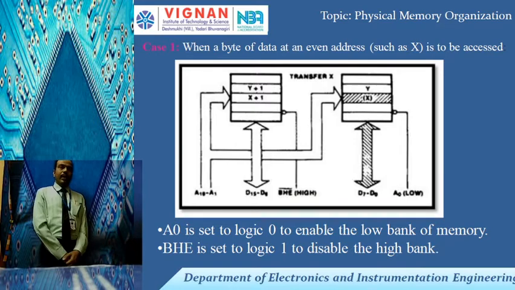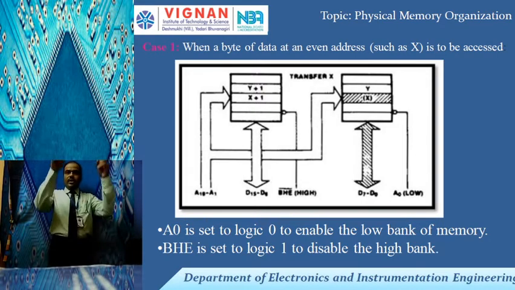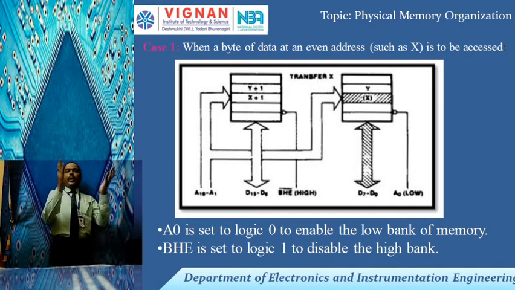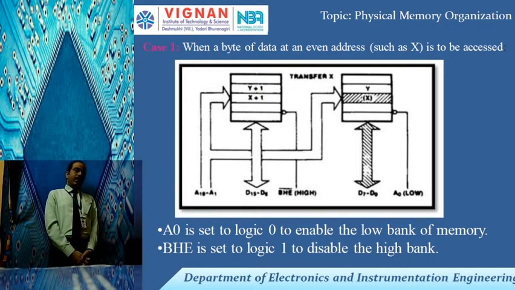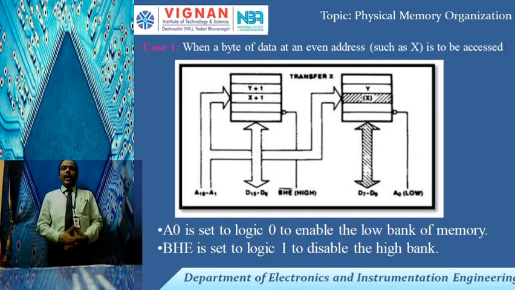Just listen once again, this will be the review. Logically, the 8086 microprocessor can access 1 megabyte of memory locations. So logically it is only a single chunk, but physically the complete 1 megabyte memory is divided into 2 banks, odd bank and even bank. The odd bank is accessed by using the higher data bus D8 to D15. The even bank is accessed by using the lower data bus D0 to D7.